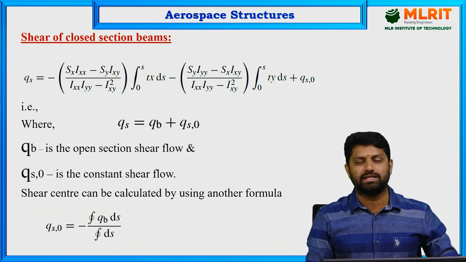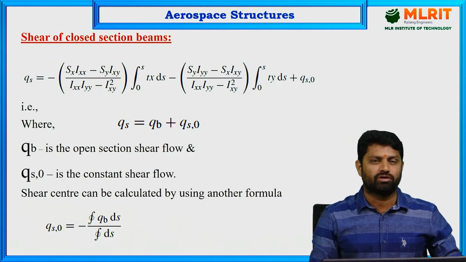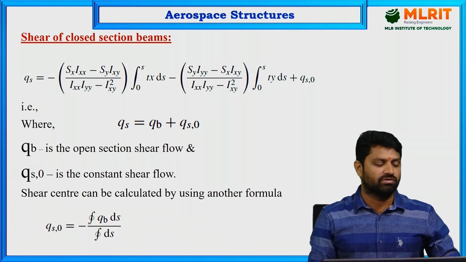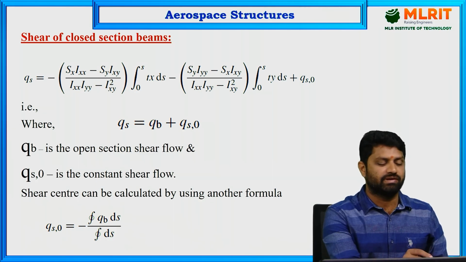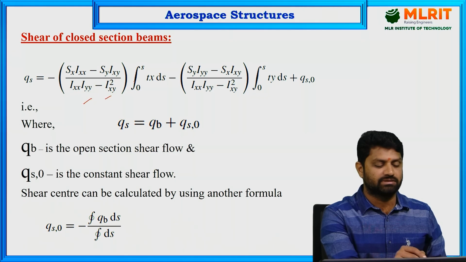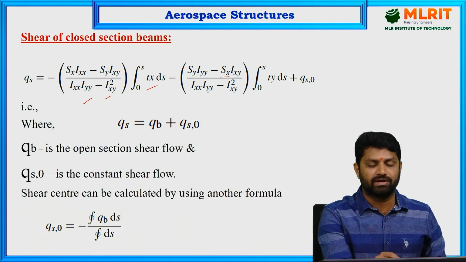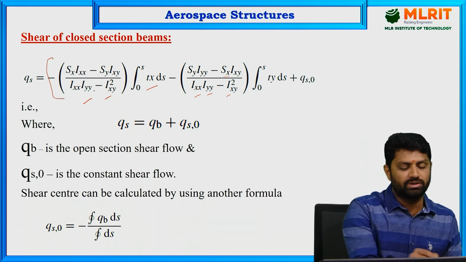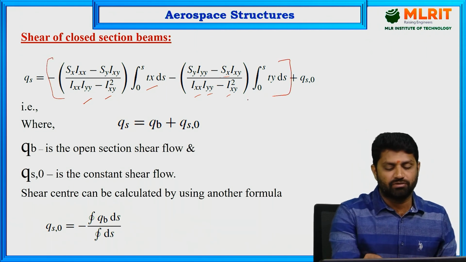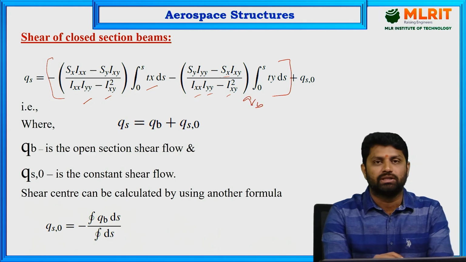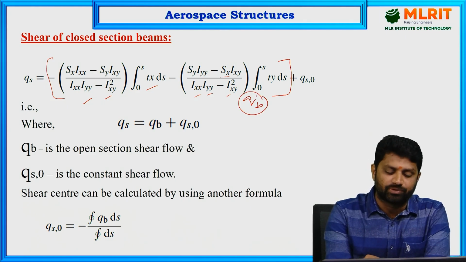Now we see the open section beam formula, that is qs equals minus of (Sx Ixx minus Sy Ixy) by (Ixx Iyy minus Ixy squared) integral 0 to s of tx ds, minus (Sy Iyy minus Sx Ixy) divided by (Ixx Iyy minus Ixy squared) integral 0 to s of ty ds. So from here to here, it is nothing but the formula for open section beams, which we are assuming as qb. So qb is nothing but the open section beam shear flow.